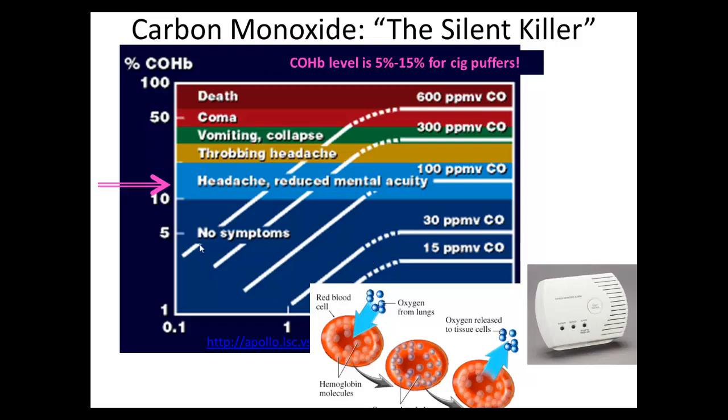And so, these are your parts per million, the more you breathe in, the worse your symptoms are. For example, headache, reduced mental acuity, and studies have shown that people who are driving a lot on the freeway, especially in tunnels and traffic, do get some impairment from carbon monoxide poisoning. And then you get to the point of throbbing headache, vomiting, coma, and death. So I really recommend everybody get one of these carbon monoxide detectors in your house.